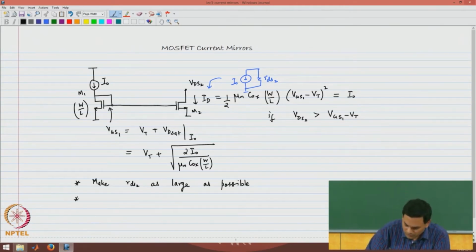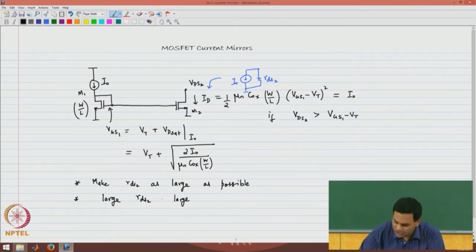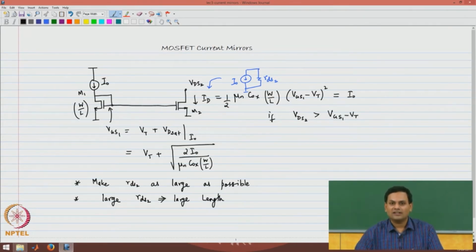Now, normally RDS2 of course depends on the bias current, but since we are constrained to have a bias current of I naught, large RDS2 also means large length, because as it turns out, the longer the transistor is, the longer the length L, the larger will be RDS2, but there is a certain limit beyond which you cannot increase RDS2.